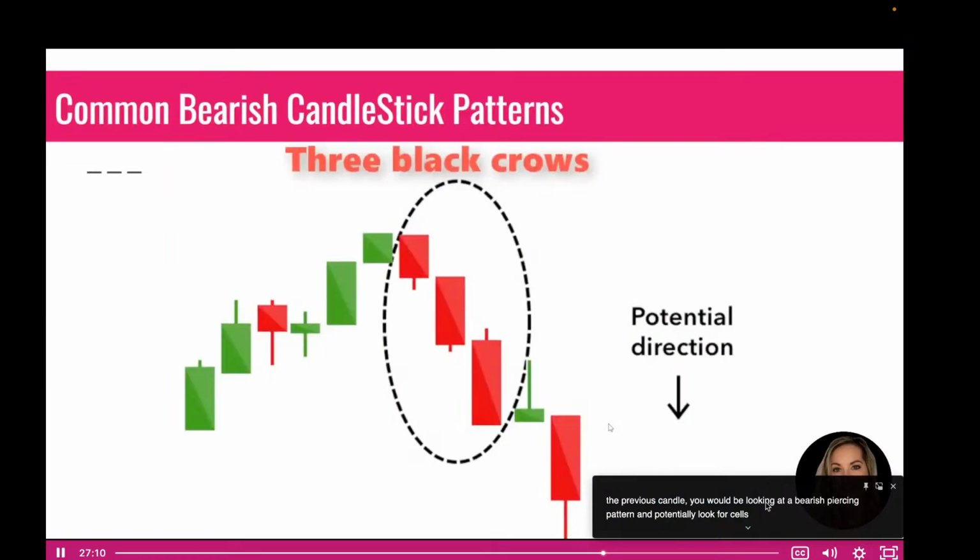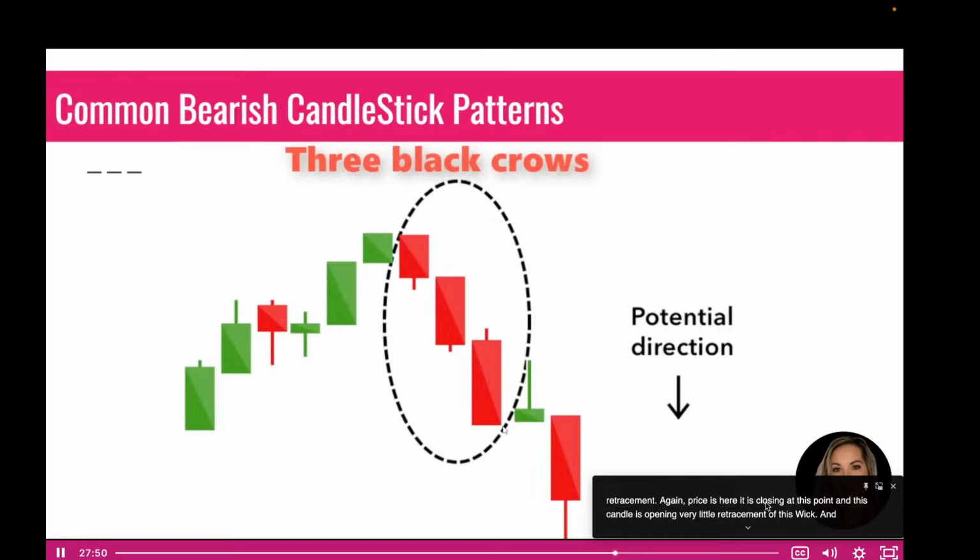3 black crows is the opposite of the 3 white soldiers. So you would look for this pattern after an uptrend. You would see it form when you have 3 strong bearish candles, all opening and closing at a lower price than the previous candle. So you can see you have a strong bearish candle, closes here. The next one opens at that price, closes lower with no retracement. Again, price is here, it is closing at this point, and this candle is opening, very little retracement of this wick, and closes all the way down here.